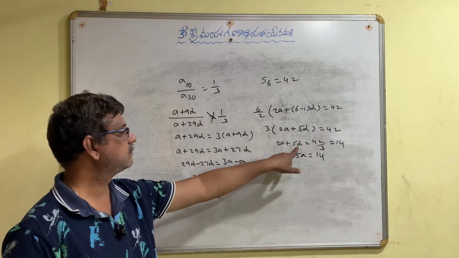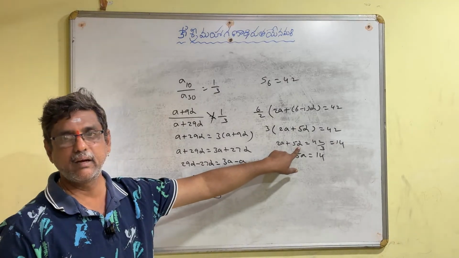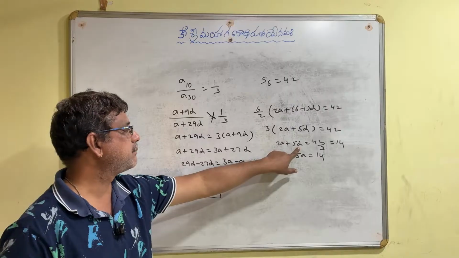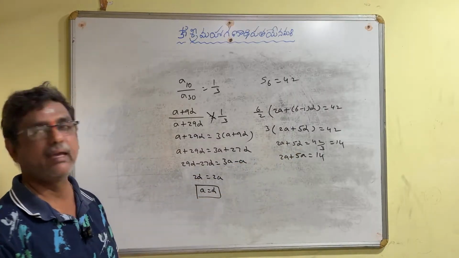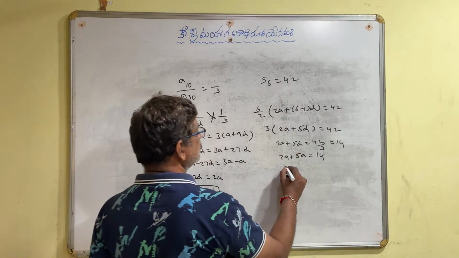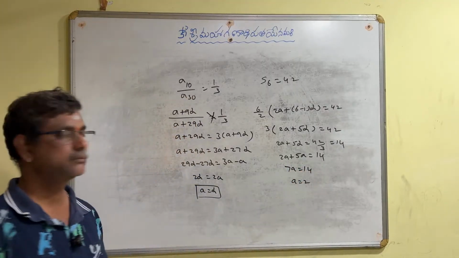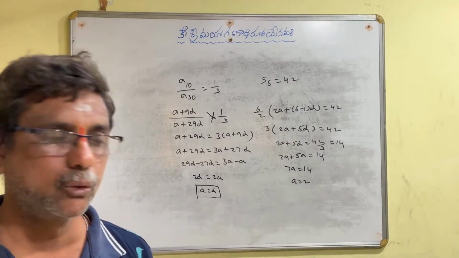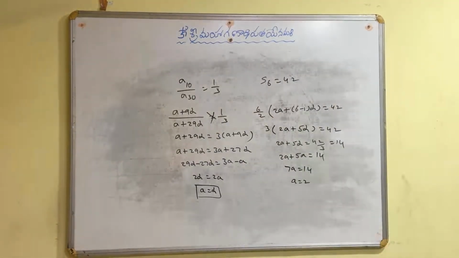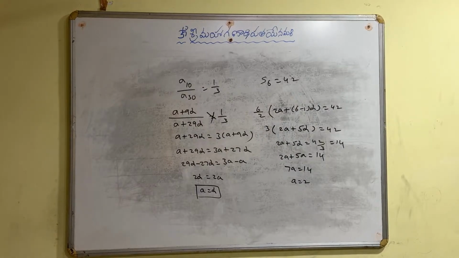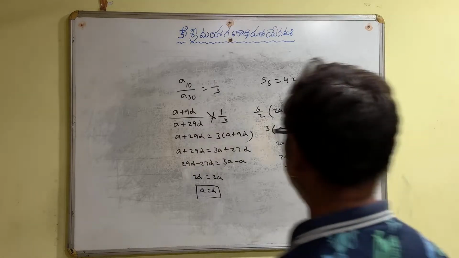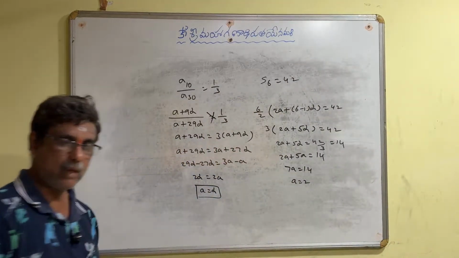Here D is there, okay? So replace D with A because they are equal. So 7A is 14, A will be 2. So the first term is 2 and the common difference is also 2. First term as well as the common difference both are equal to 2 because we got that they are equal. Okay?